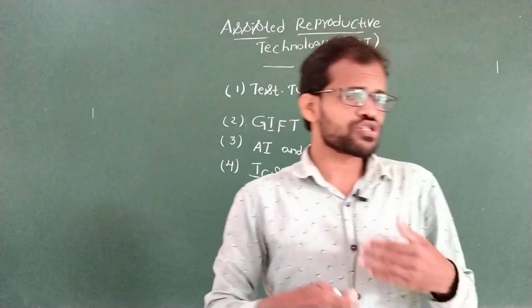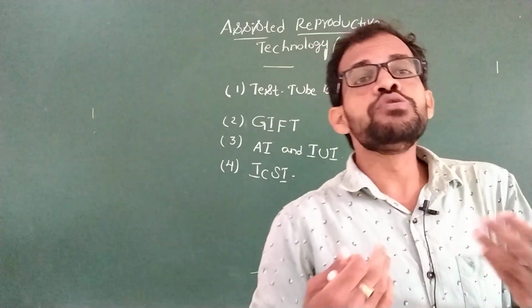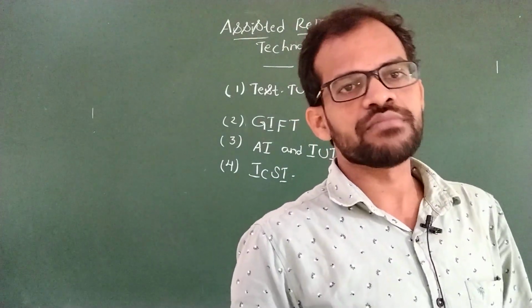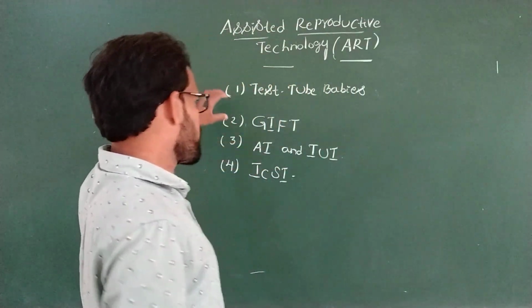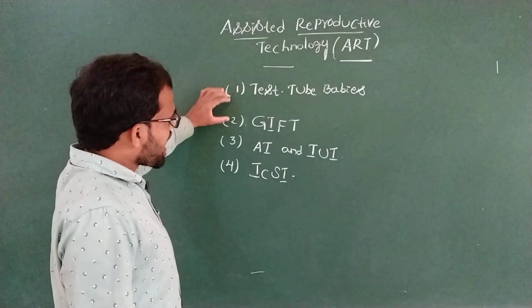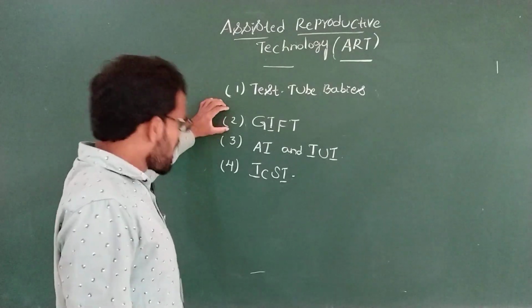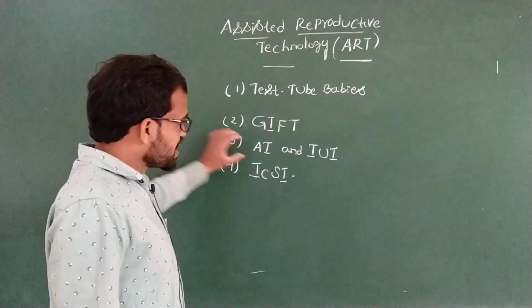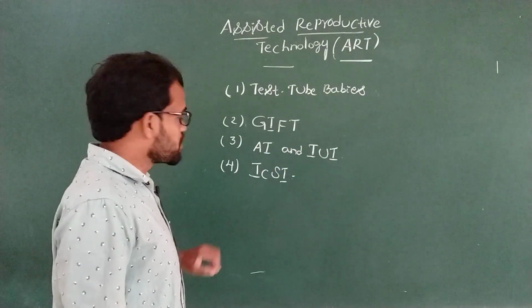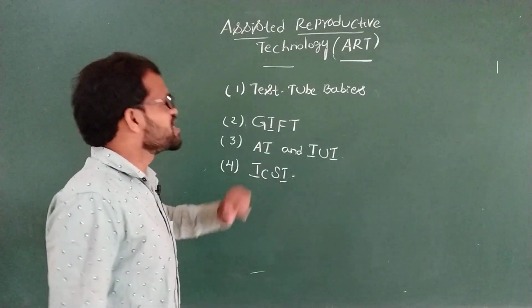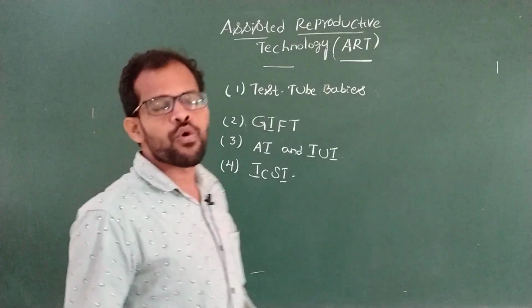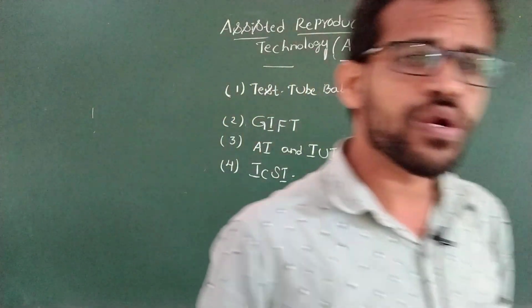These techniques solve the problems of infertile couples who are unable to produce children. They consult doctors, and the doctors follow test tube baby methods, gamete intrafallopian transfer, artificial insemination and intrauterine insemination, or intracytoplasmic sperm injection. But these methods are more expensive.